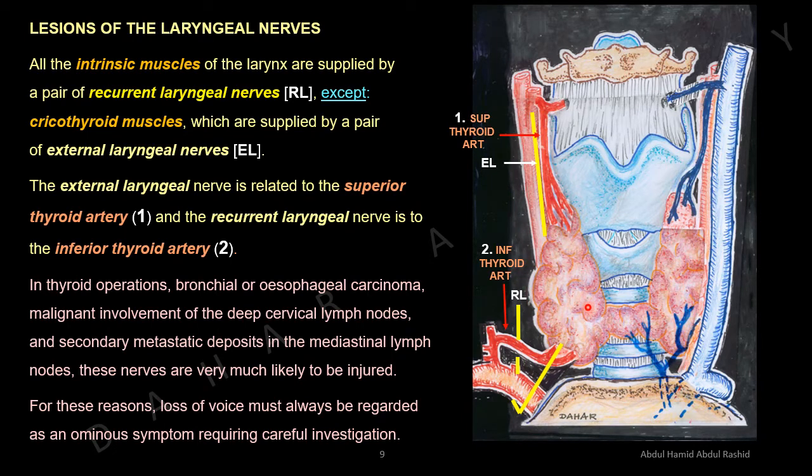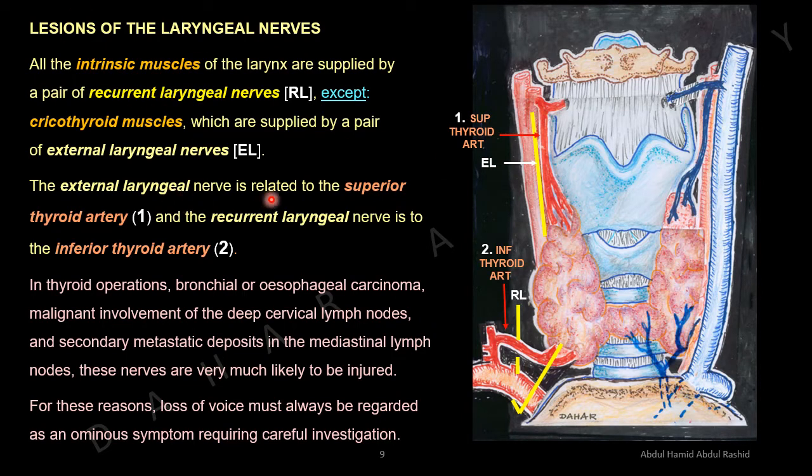Upper part of the thyroid gland receives arterial supply from superior thyroid artery, and lower part receives arterial supply from the inferior thyroid artery. Superior thyroid artery is closely related to the external laryngeal nerve, and inferior thyroid artery is closely related to the recurrent laryngeal nerve. We have already mentioned that external laryngeal nerve will supply the cricothyroid muscles, and recurrent laryngeal nerve will supply all the intrinsic muscles of the larynx except cricothyroid muscles.